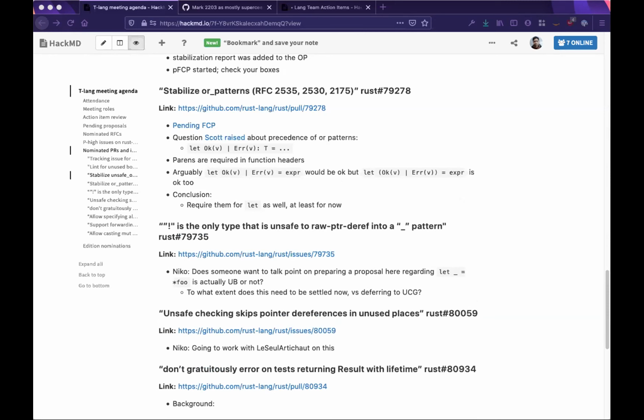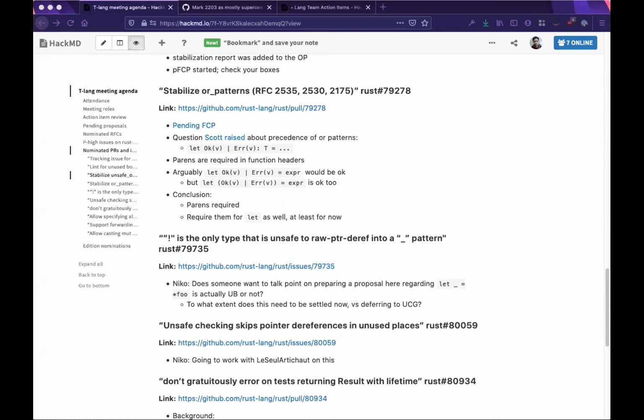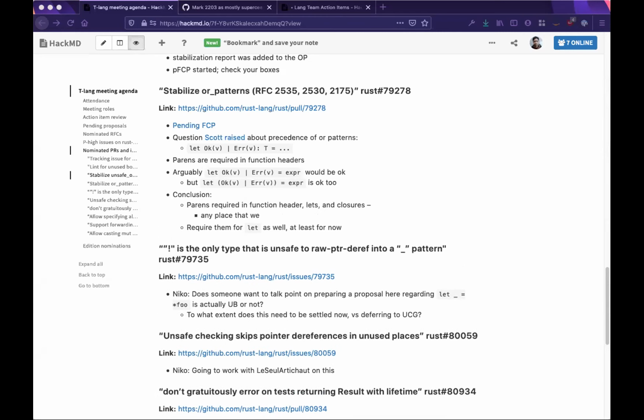I'd prefer to see the parentheses. Maybe I'm just doing Strips rule or whatever, but the thing I'm unfamiliar with, I don't mind a couple extra parens. Should we actually say that we want them in closures too? So far, what we have written here doesn't say that. It's already required for closures. Okay, so I misunderstood the conversation. We should say it here. We know it's the consensus. Parens required in function headers, lets, and closures. Basically, any place that we have an irrefutable binding.